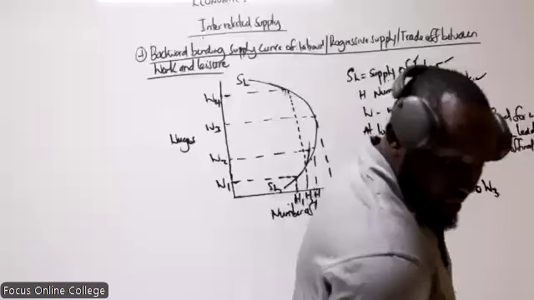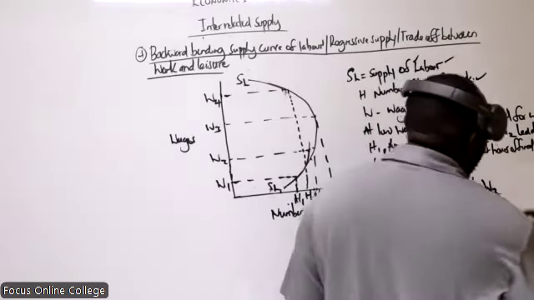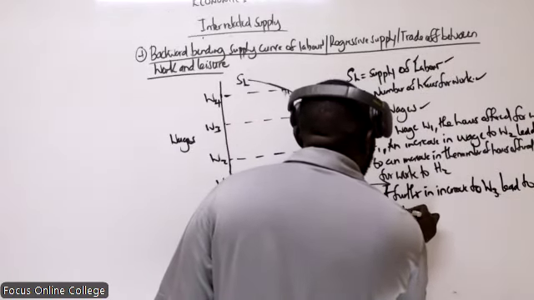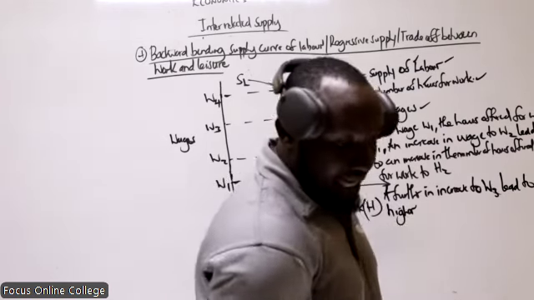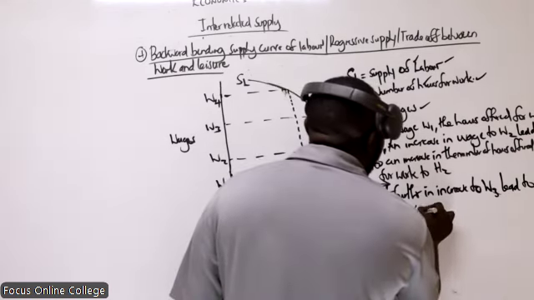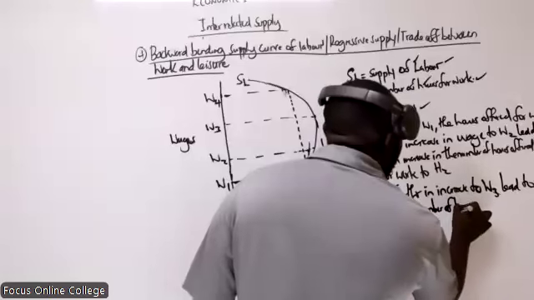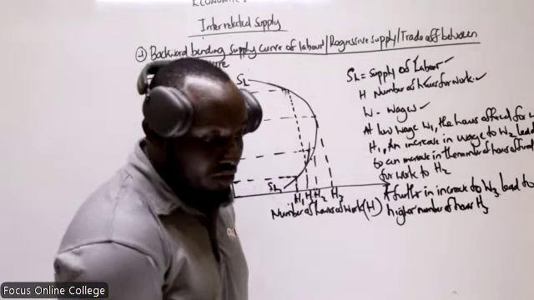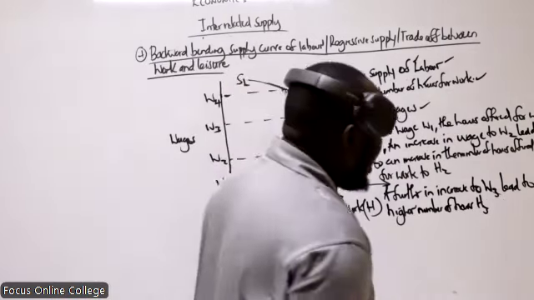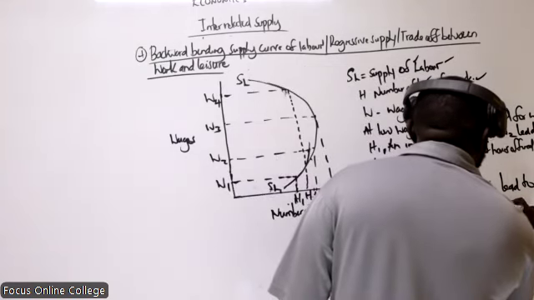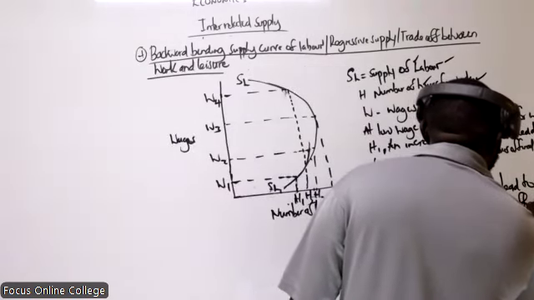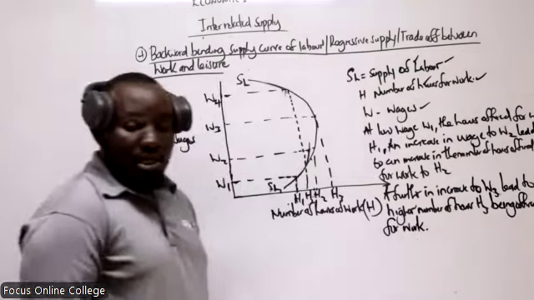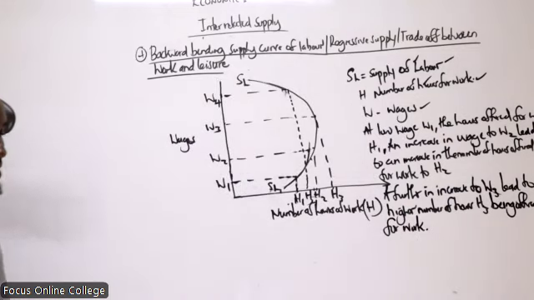A further increase to W3 leads to a higher number of hours. H3 leads to a higher number of hours being offered for work. Higher number of hours being offered for work.